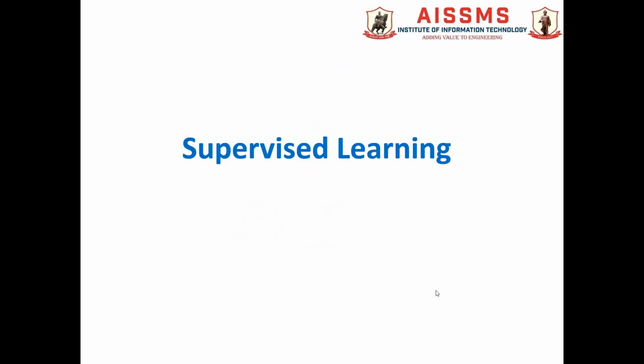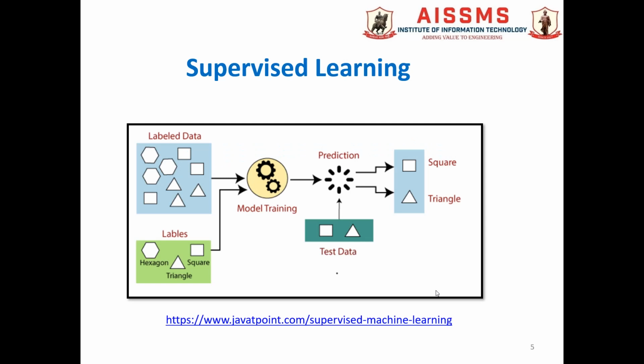Now we will discuss supervised learning in detail. With this example, we can understand supervised learning. Here we can observe there is label data. What is the meaning of label data? With this data, the labels are also associated. These are the input data points, and these are the labeled values of those data points.